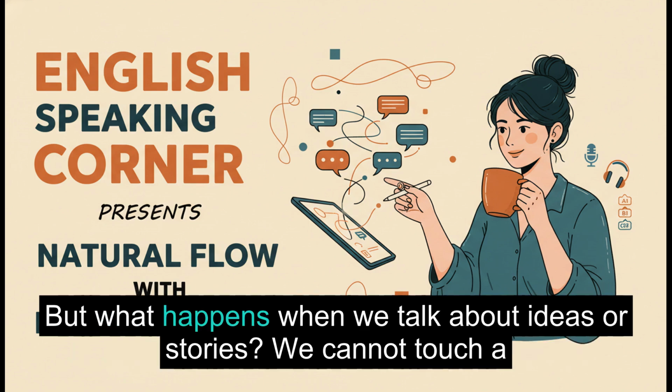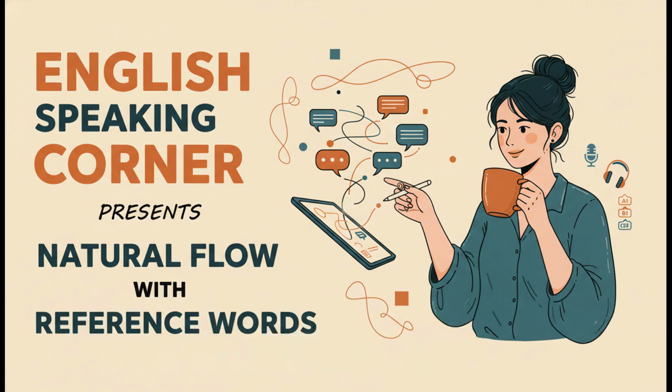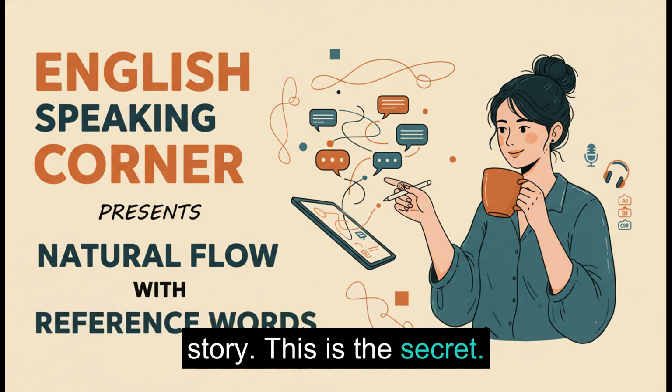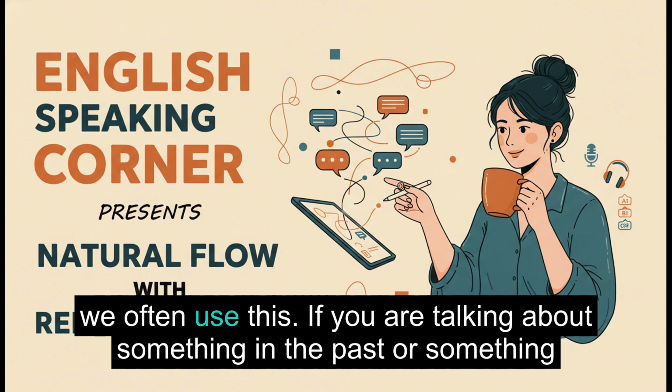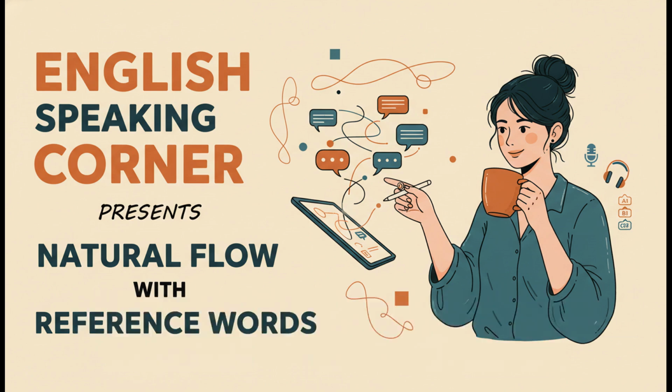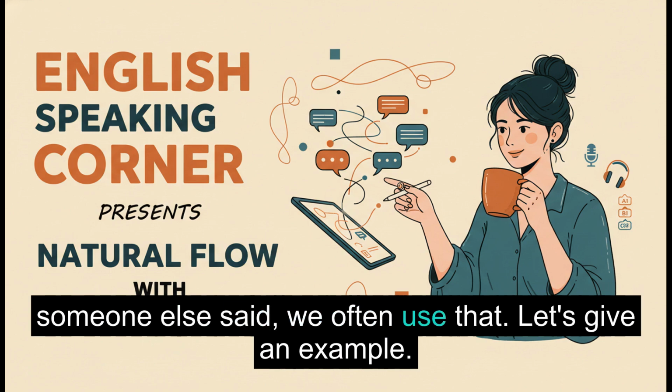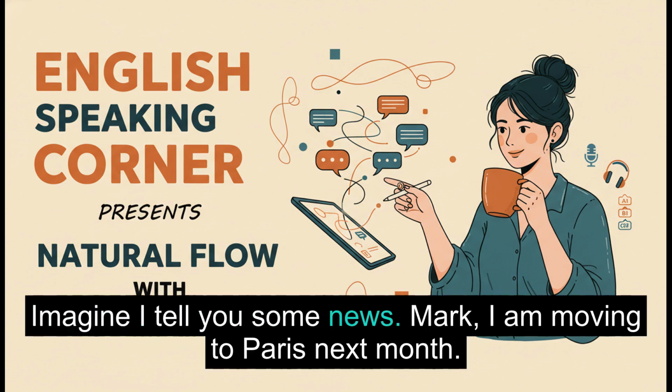But what happens when we talk about ideas or stories? We cannot touch a story. This is the secret. If you are introducing a new idea or talking about something present right now, we often use this. If you are talking about something in the past or something someone else said, we often use that. Let's give an example. Imagine I tell you some news. Mark, I am moving to Paris next month.